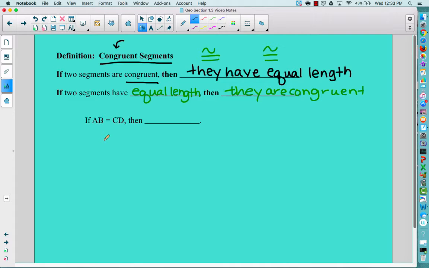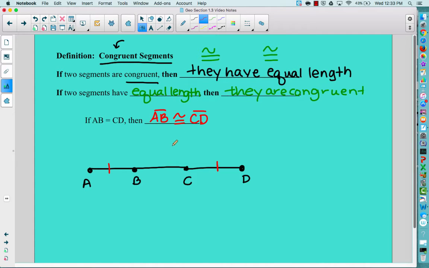All right, so here's an example. If I give you a segment like this, A, B, C, and D. Okay? If AB equals CD, remember I use the hash marks to say that they're equal, then I know that segment AB is congruent to segment CD. So this is a statement I'm allowed to make about them, a geometric statement using the term congruence, okay?